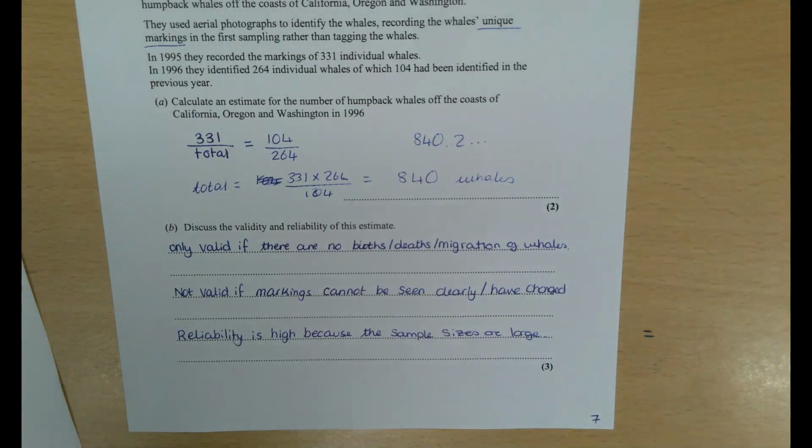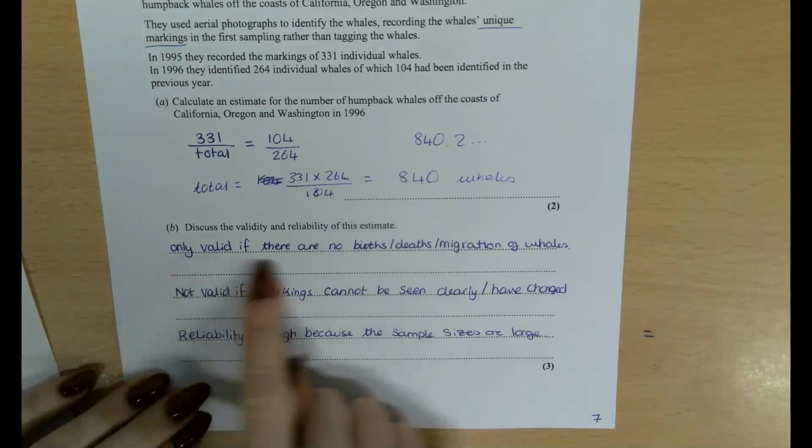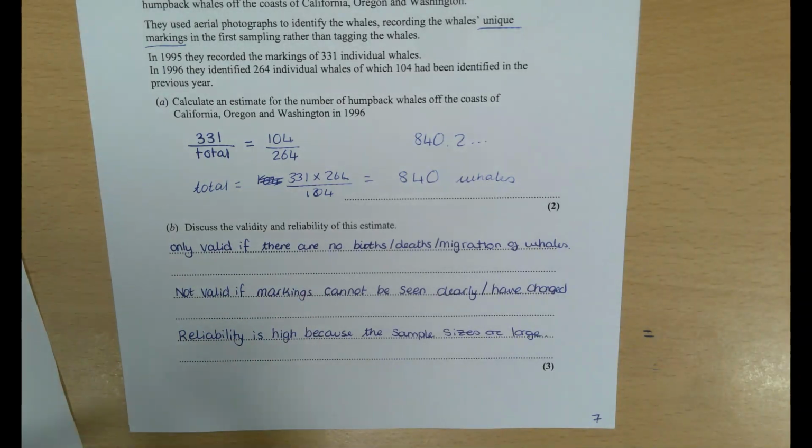Well, it's only valid, okay, 3 marks, so it's only valid if there are no births, deaths, migration. The markings can be seen clearly. Sampling method was the same each time. There's an appropriate time between samples, something like that. It's not valid if the markings cannot be seen clearly, if they've changed, if the population has changed due to births, deaths, migrations. Sampling methods might have been different, so essentially the opposite of when it is valid.